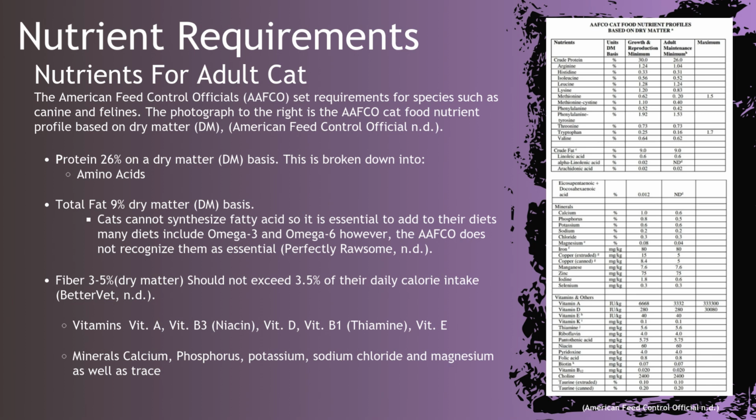However, the AAFCO does not recognize them as essential. Fiber should be limited to 3 to 5% dry matter, and should not exceed 5% of their daily calorie intake. Vitamins A, B3 niacin, vitamin D, vitamin B1, and vitamin E, as you can see on the chart next to us, what each of their percentages are supposed to be. Minerals, calcium, phosphorus, potassium, sodium chloride, and magnesium, as well as trace minerals, are also found on the chart.